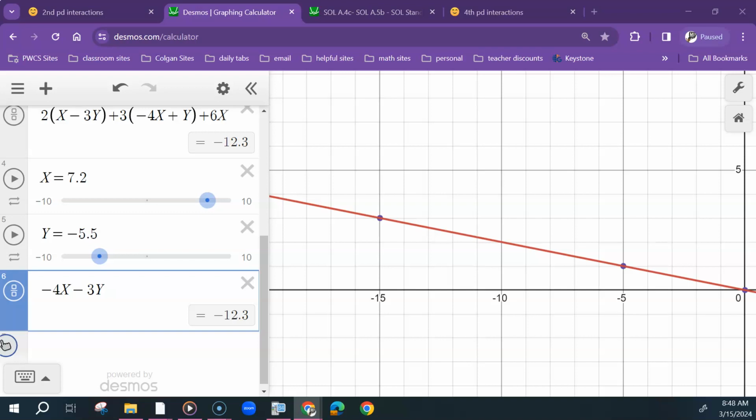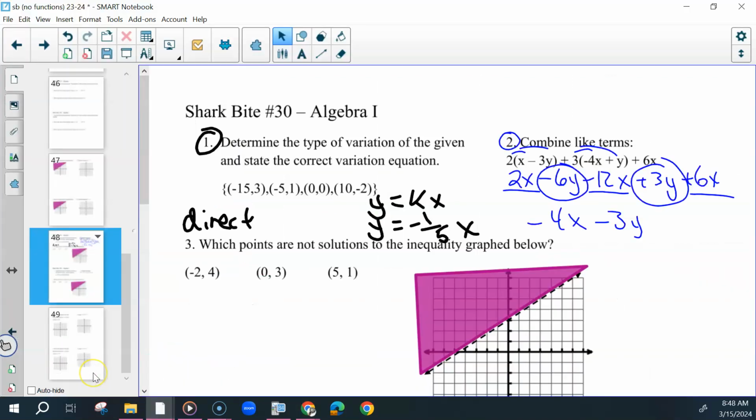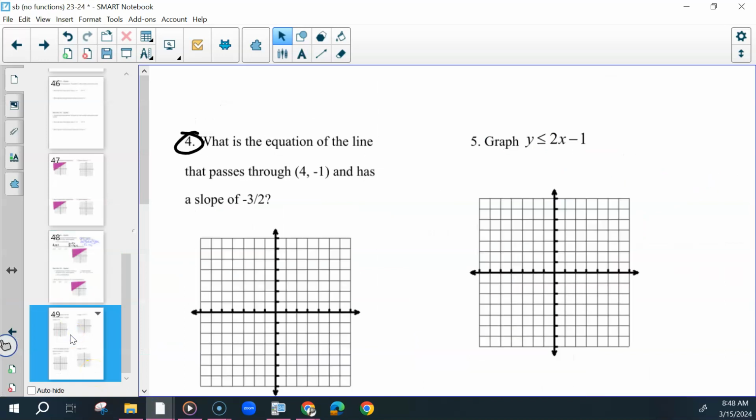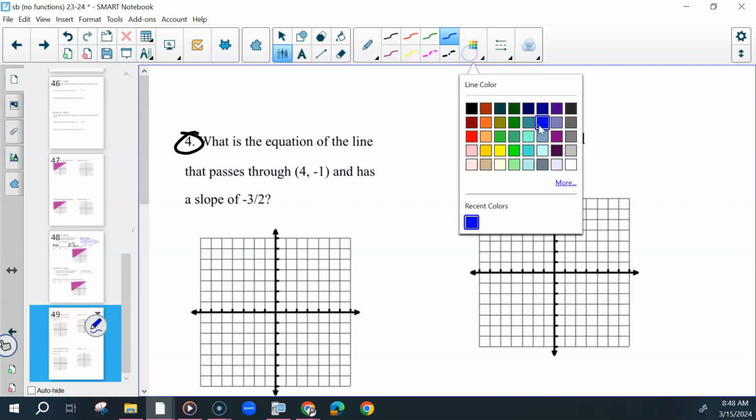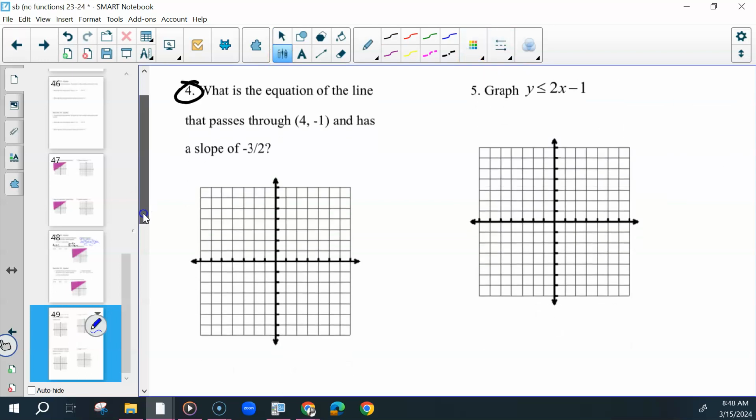Okay, and then the last one is asking for the equation that passes through this point and has a slope of negative 3/2. So if I were to graph the point for -1 and use my slope and go backwards, go up 3 to the left 2, I'd end up on the y-axis, and then I could write my equation from there. Y equals -3/2x plus 5. So if you use the graph, you could just say use the graph.